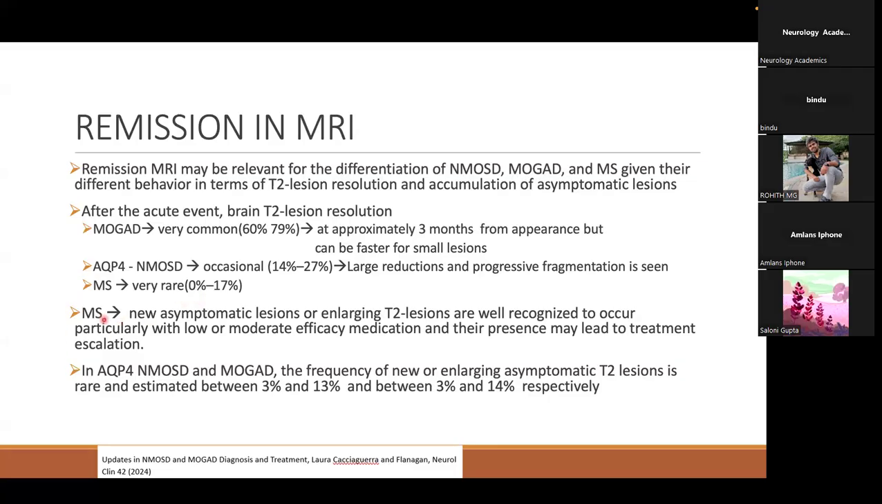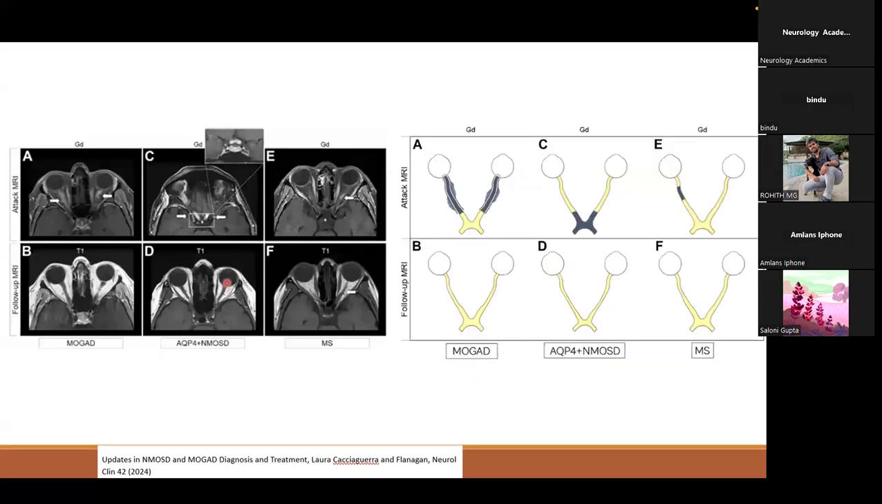In MS, new asymptomatic lesions or enlarging T2 lesions are well recognized to occur. However, in aquaporin NMOSD and MOGAD, the frequency of new or enlarging asymptomatic T2 lesions is rare. That is 3 to 13% in NMOSD and 3 to 14% in MOGAD. So here we can see the pattern of resolution.